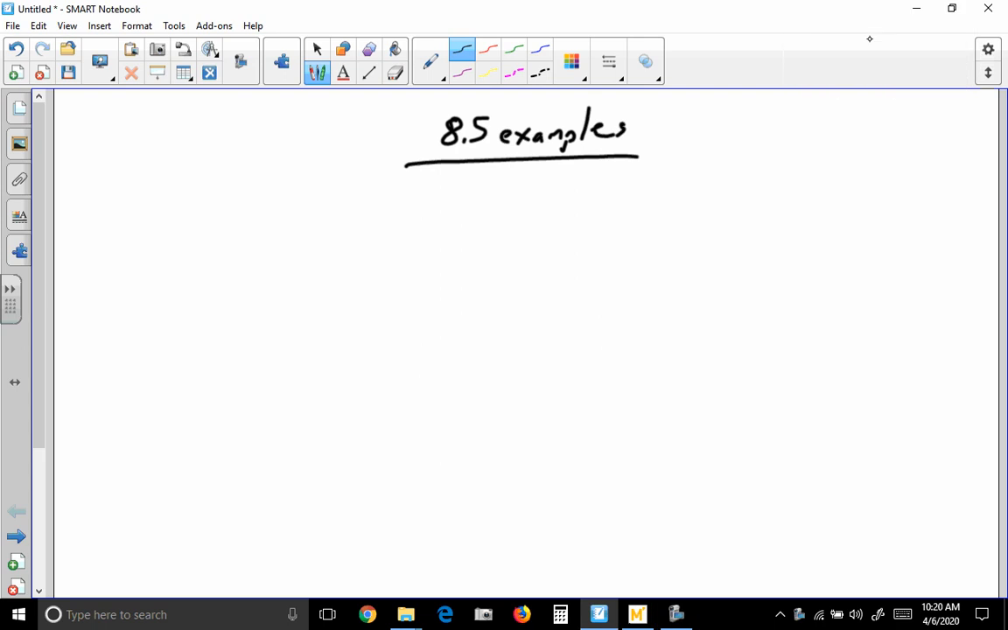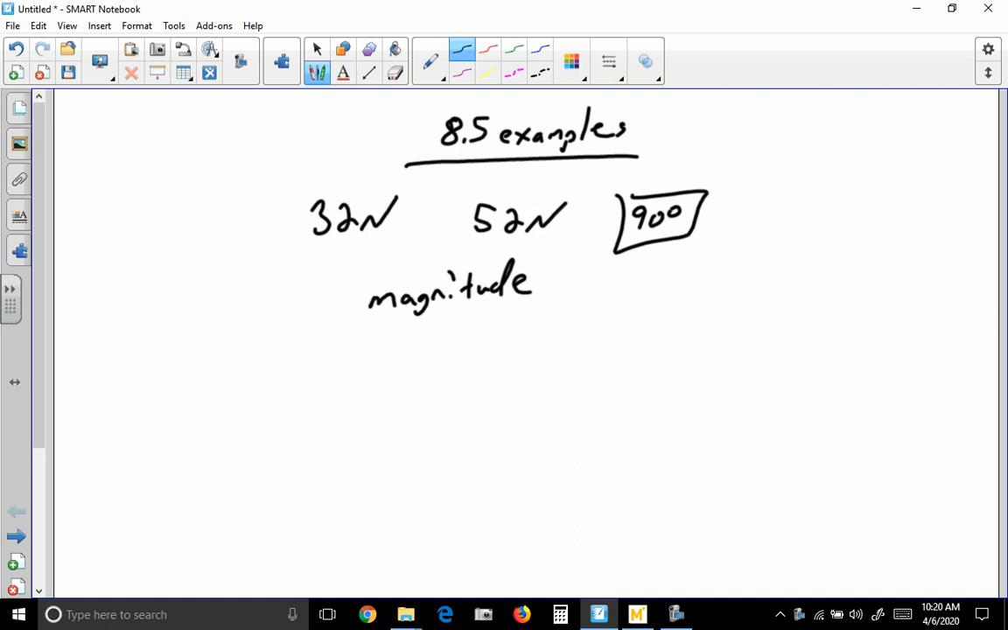So let's look at some homework problems out of 8.5. One problem says that we have two forces, a 32 Newton force and a 52 Newton force acting at right angles, or at 90 degrees to each other. They want us to find the magnitude and the direction the resultant makes with the smaller force. Since they don't tell us specifically which direction either force is going, we can't really say which direction the resultant is, but we can describe its direction in relation to one of the other vectors.